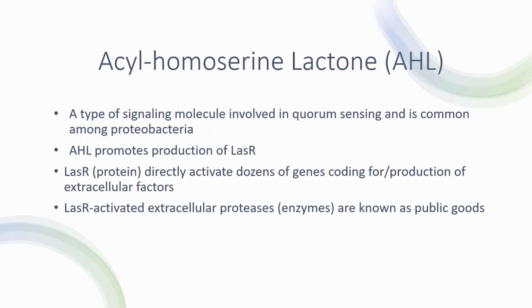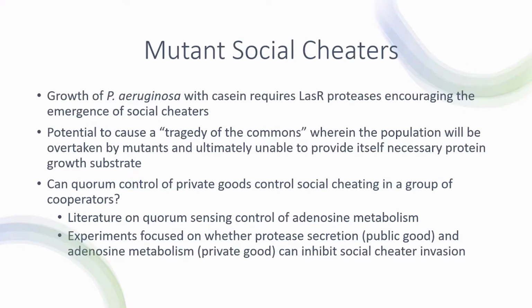And these extracellular enzymes are known as public goods because they leave the cell and they're shared by a community. So they're kind of like public to all the bacteria in one environment. And we'll be referring to these enzymes as proteases. So a little bit more about these mutants, social cheaters.